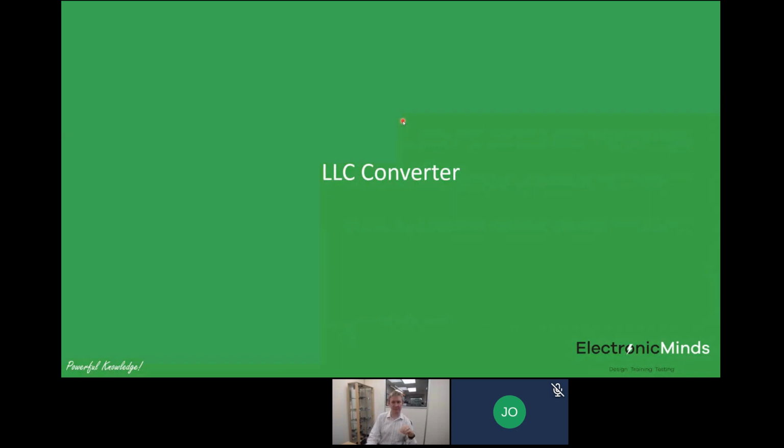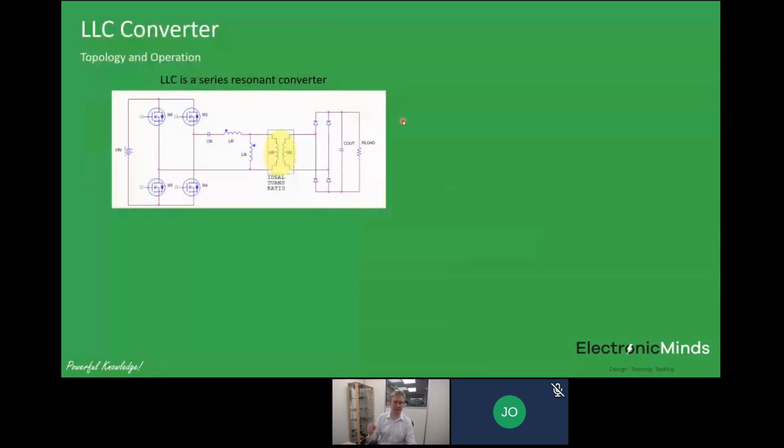Now, the reason I've jumped onto an LLC converter is this is a slightly different class of converter known as a resonant converter. So let's take a look at the topology straight away. I've shown this using a full bridge input and a full bridge rectifier on the output because the power levels we've been working on here are a little bit higher. You could use a half bridge if you wanted to in different arrangements. But essentially this topology represents a series resonant converter, or the LLC topology.